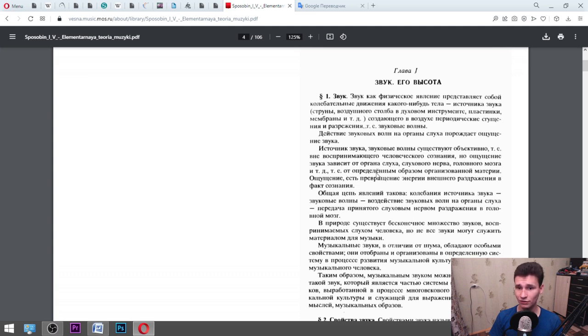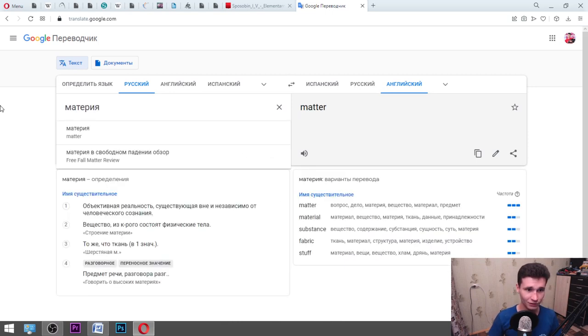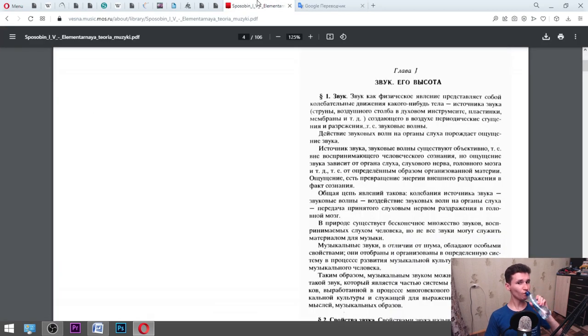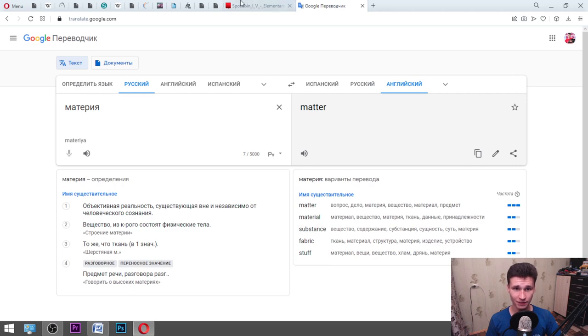Depends on specific, I don't know, specific way, organized materia. I don't know what does it mean. You maybe can guess. I can guess right now. От определенного образом организованной материи. It means feeling depends on specific our mind. Materia. How to translate it? I think that matter. Material, substance, fabric, stuff. I think that matter, yes. It will be good. But also substance.